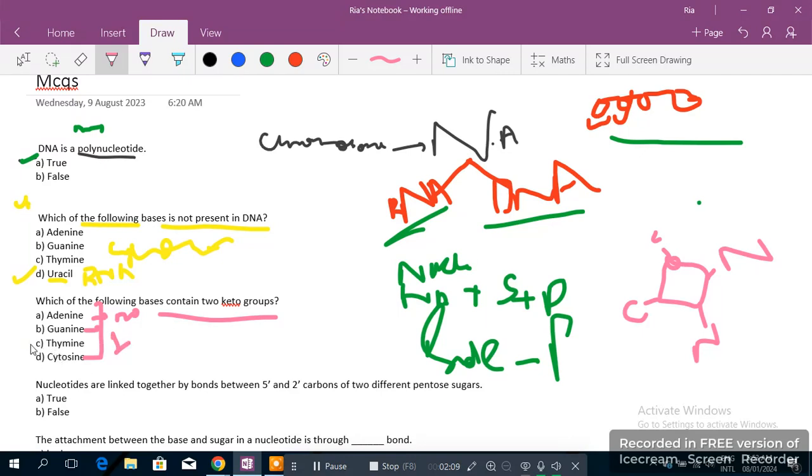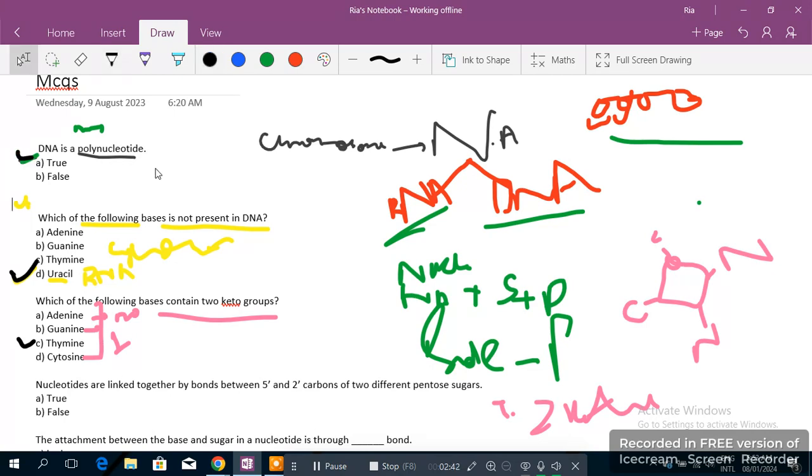But when you talk about thymine and uracil, that's the only difference between RNA and DNA, thymine and uracil. So thymine and uracil both contain 2 ketone groups, but in this MCQ it only asks about uracil not being present. So this means the right answer here would be thymine. Thymine here, C is the right answer. Here uracil is the right answer. Here C, A is the right answer.